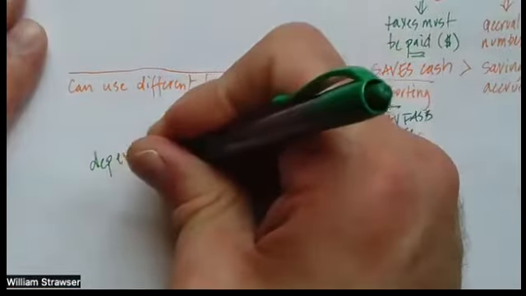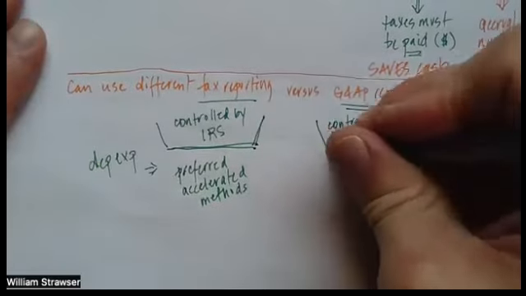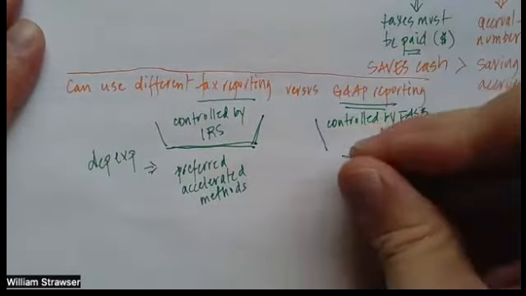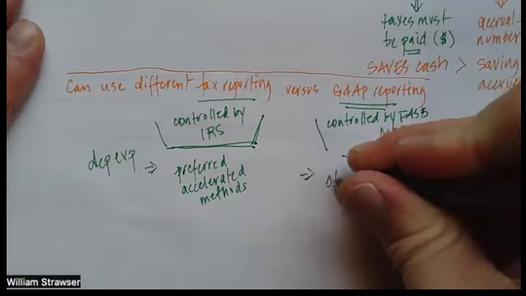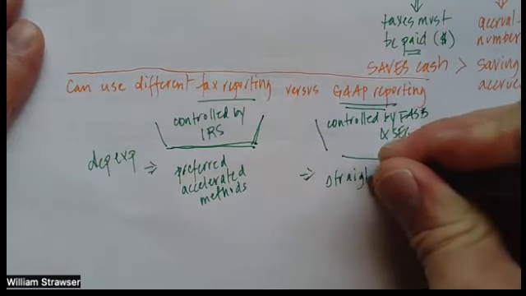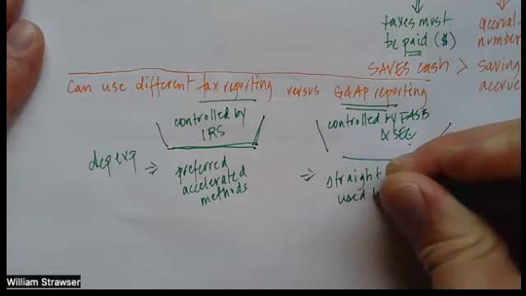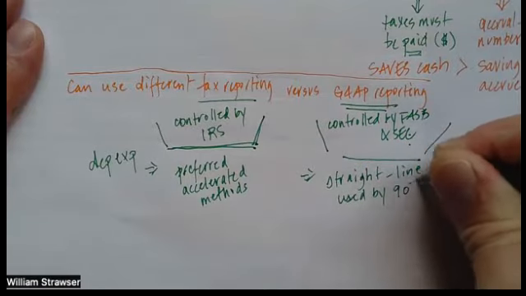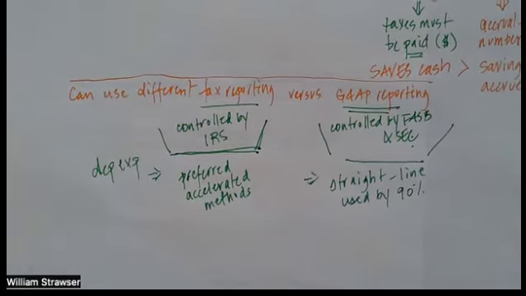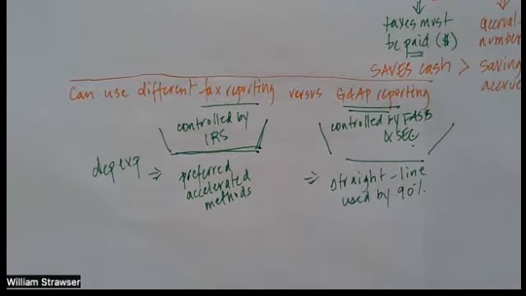Now, the preferred method under GAAP is straight line. In fact, I read somewhere that 90% of all assets owned by public companies use straight line methods, because it's simple. It just evenly distributes the expense over time.